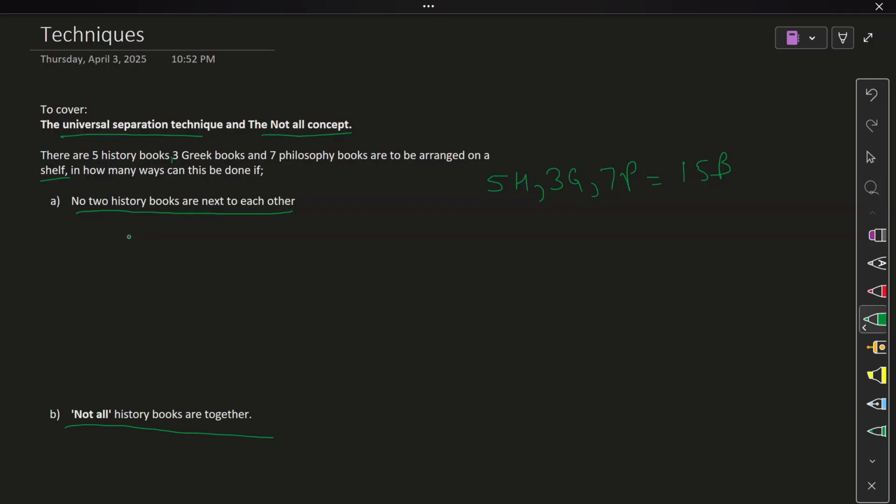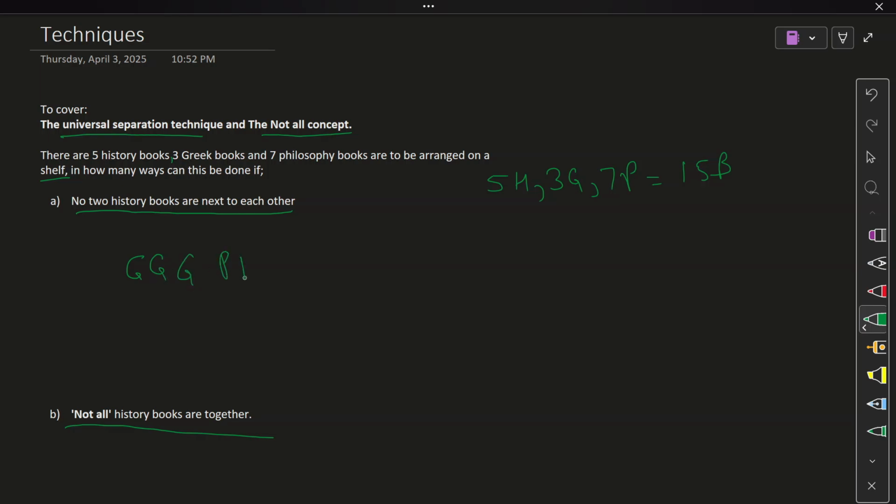So how are you supposed to use the universal separation technique? For part A, we will apply the universal separation technique. Why? Because the name itself says this technique is supposed to be used to make sure something is never next to another thing. Right? So how are we supposed to use it? Well, very simple. We're supposed to separate the history books, right? So the first step is: apart from the history books, whatever you have, arrange that first. If this was about boys and girls, and we had to separate the boys, forget about the boys and arrange the girls first. So here, forget about the history books, arrange the Greek and philosophy books first. So think about it.